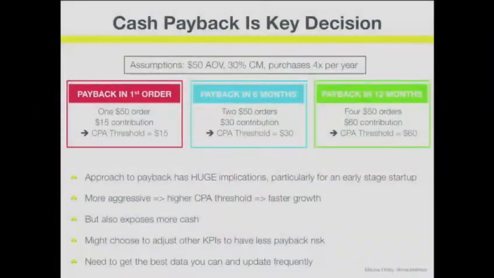These are not Citrus Lane's numbers. These are just example numbers to make them really easy. Say you sell something for $50 average order value, you make 30% contribution, so you make $15 for every transaction. Then the question becomes, how much are you willing to do payback? If you're going to be really conservative, you're like, I'm going to pay back in one order, so I'm only willing to spend $15 to acquire a customer.